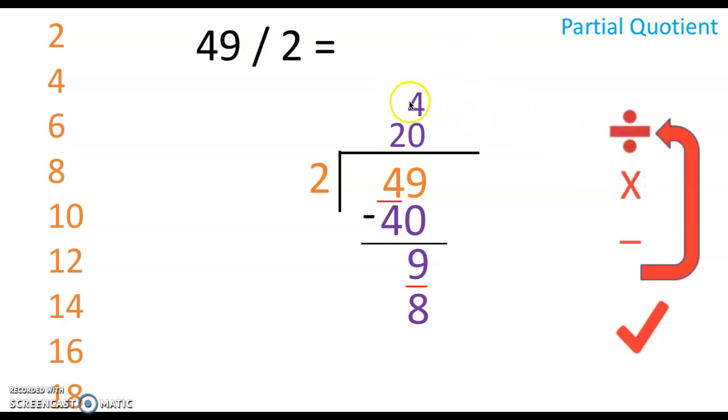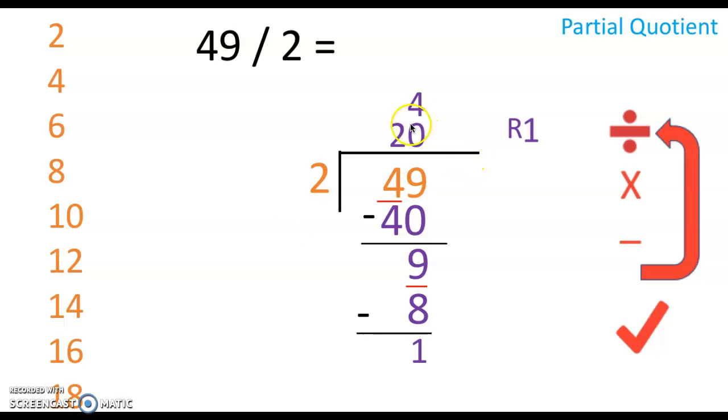Let's multiply. 4 times 2 is 8. Then we'll subtract. 9 minus 8 is 1. Then we would repeat. Have we already done the ones place? Yeah, so we can't repeat anymore. So we're going to go on to our last step of check. Is 1 smaller than 2? Sure is. So that's our remainder.